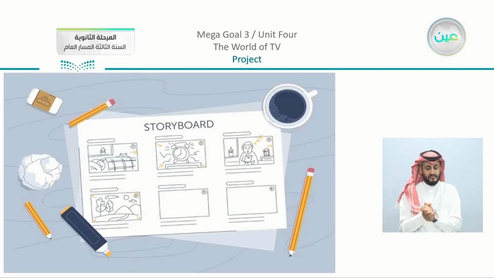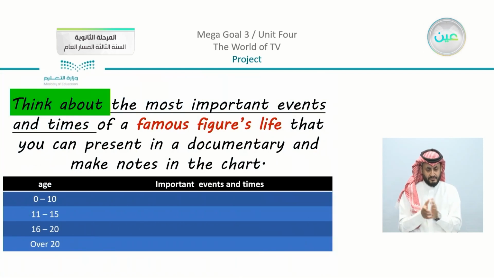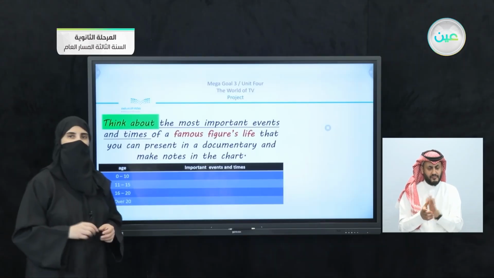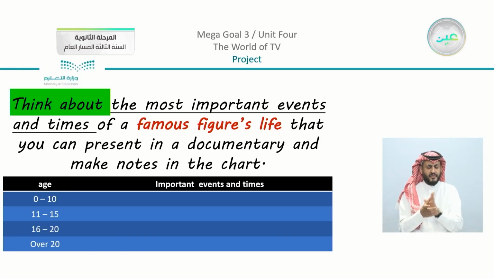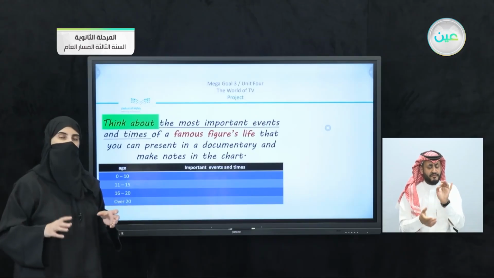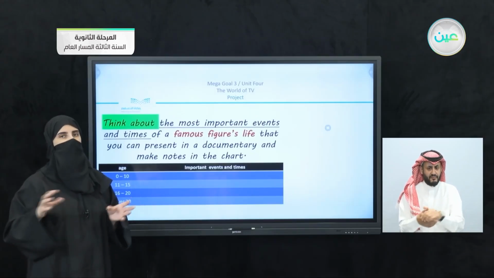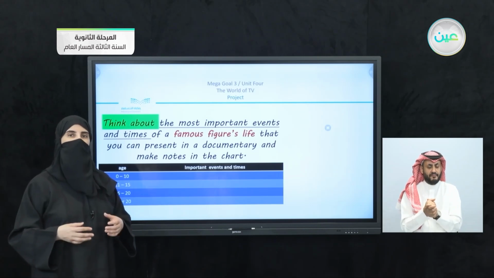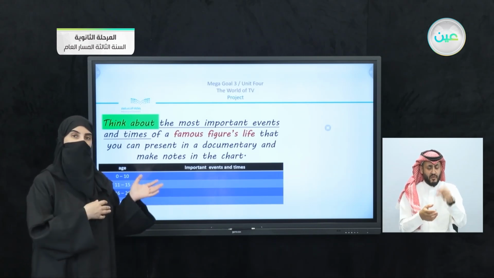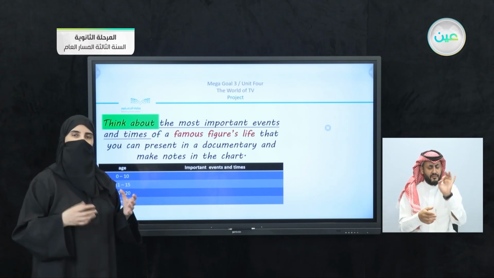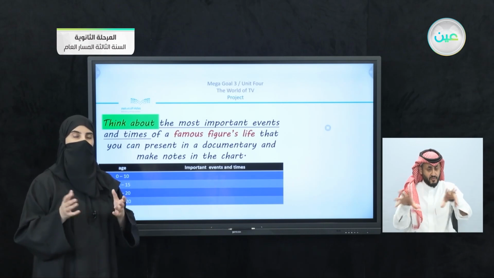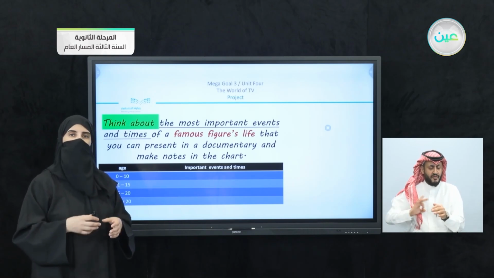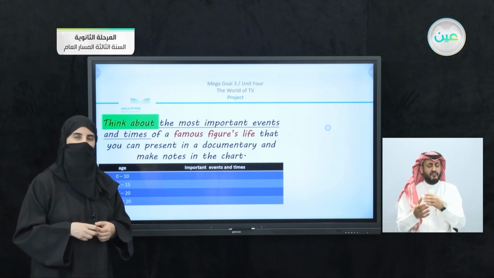As you can see that there are different pictures. We have here comments as well. Now, what are you going to do? You are going to think about the most important events and times of a famous figure's life. So we are going to agree that we are going to produce a documentary. So you can choose any influential person, as we talked about or discussed in Unit 2. And just imagine that you are going to take this influential figure or the person that you admire, and you're going to write or produce a movie about this person.